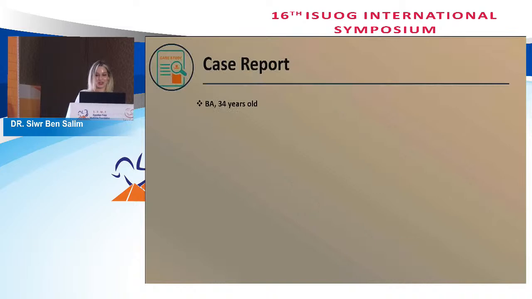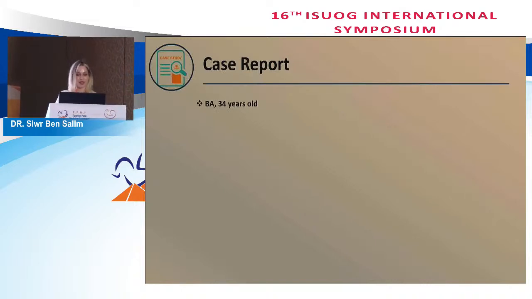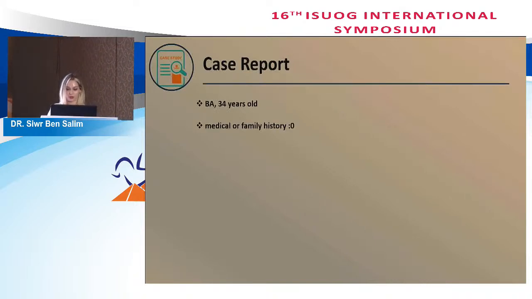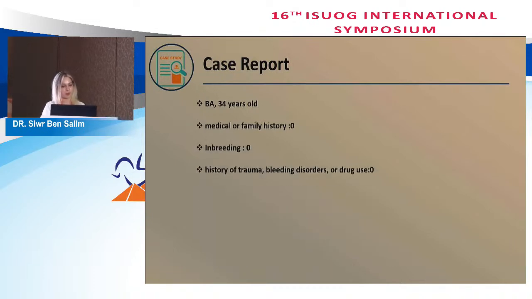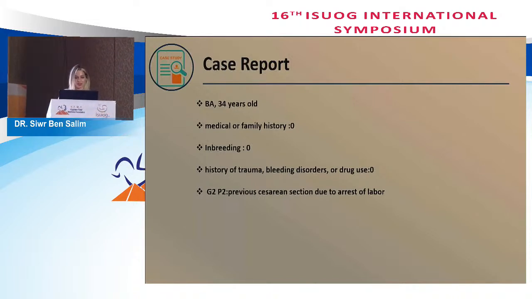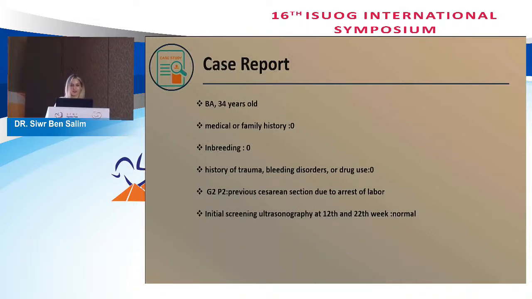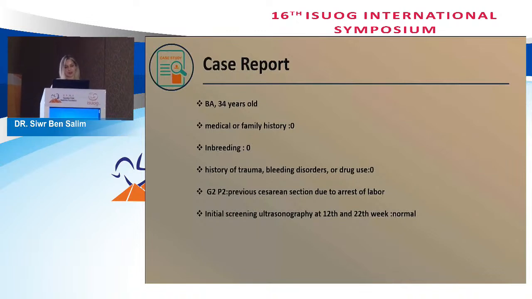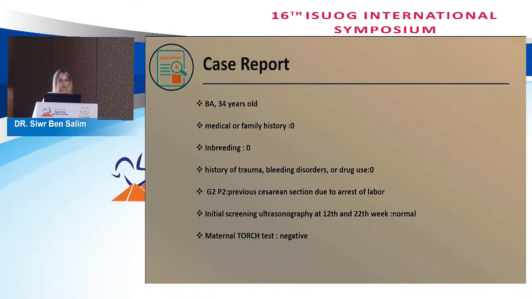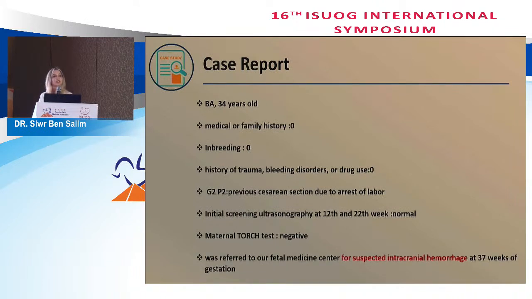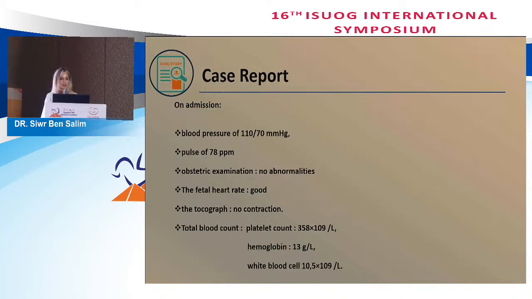So let me start by presenting Mrs. B.A., 34 years old, with no medical or family history, no inbreeding in the couple, and no history of trauma, bleeding disorders, or drug use. She is a gravida 2 para 2 with a previous cesarean section. The initial screening ultrasonography at the first and second trimester were normal. Maternal TORCH tests were negative. She was referred to our fetal medicine center for suspected intracranial hemorrhage at 37 weeks of gestation.